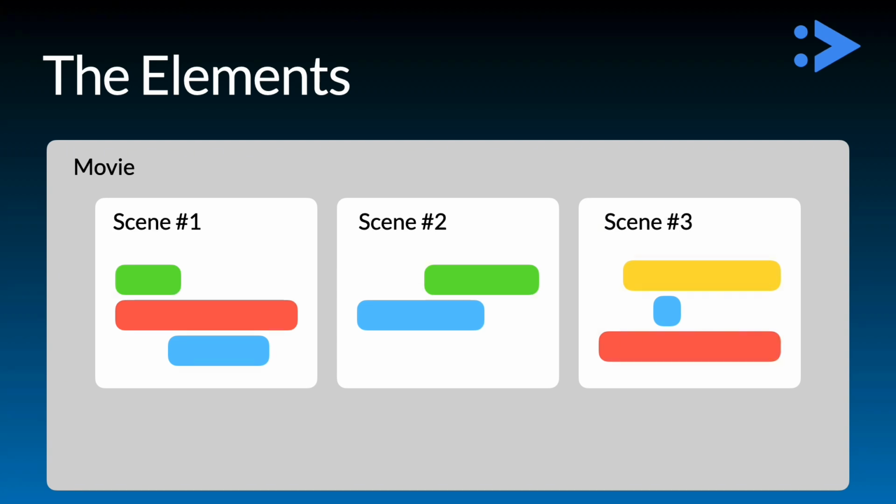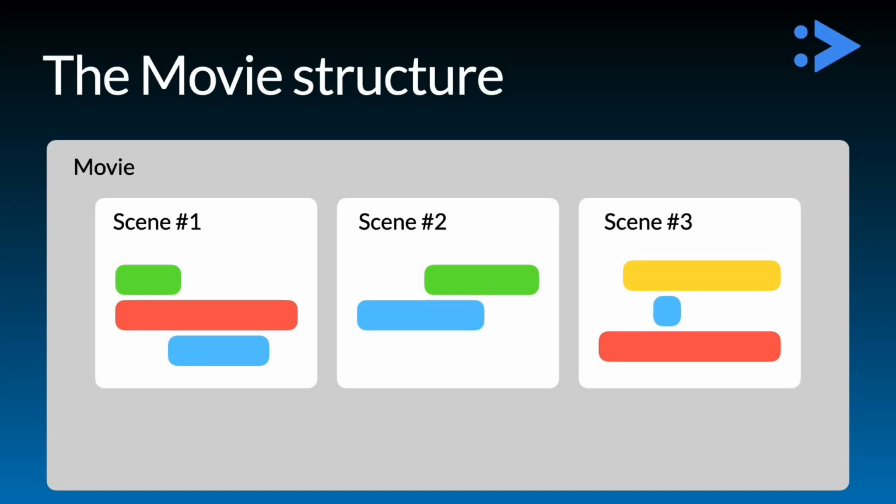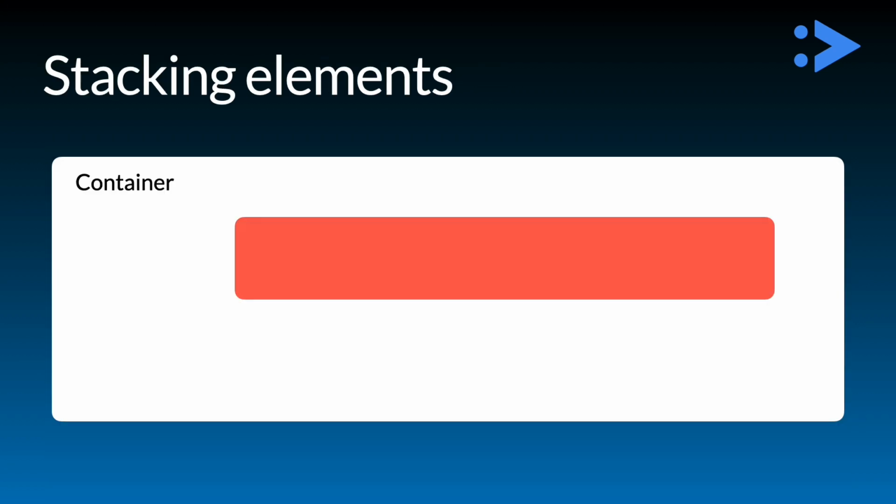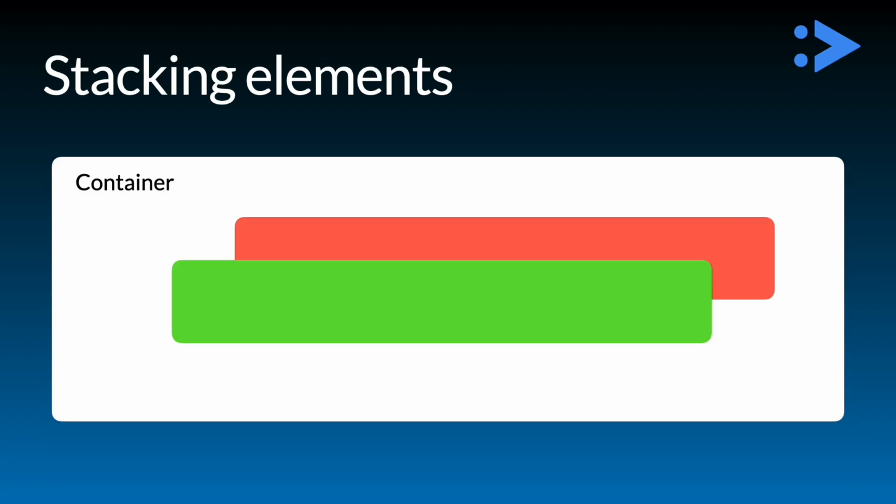Scenes play one after the other and cannot be overlaid by other scenes. As we saw, each scene contains one or multiple elements, like images, texts, or videos. Elements in a scene can be played at the same time and overlap with each other. And finally, the movie can contain elements as well. These movie elements play along with and may overlay the scenes and are especially useful for watermarks, background music, or subtitles.